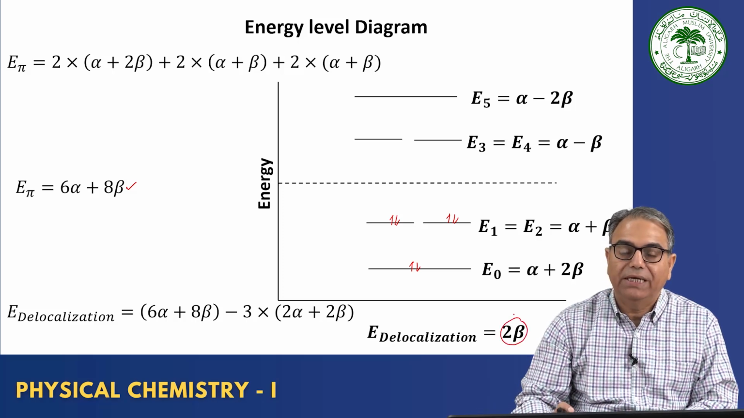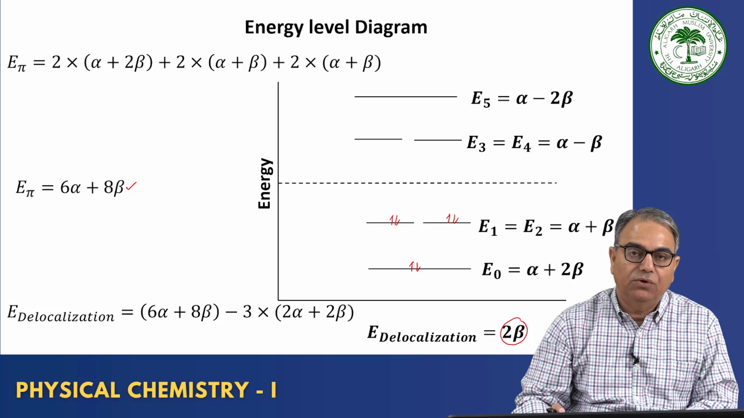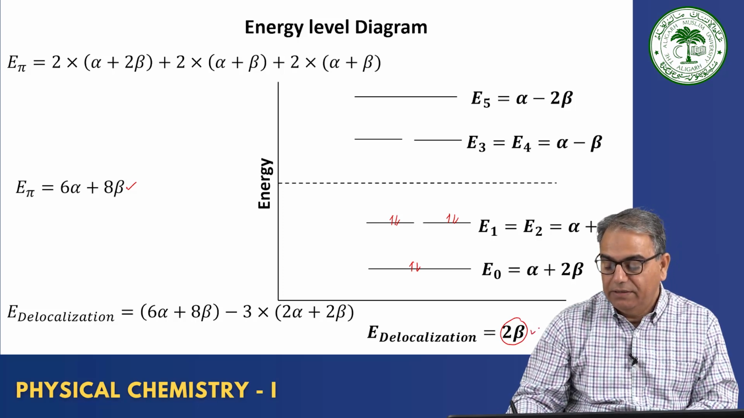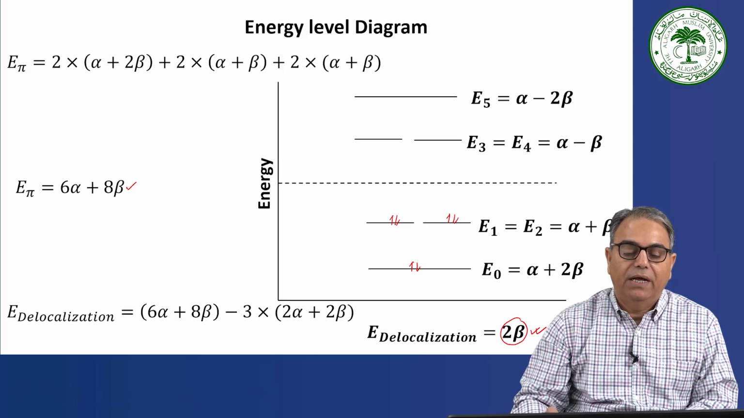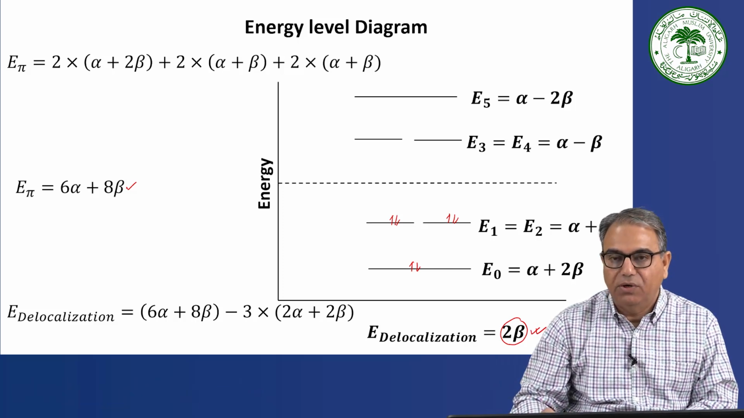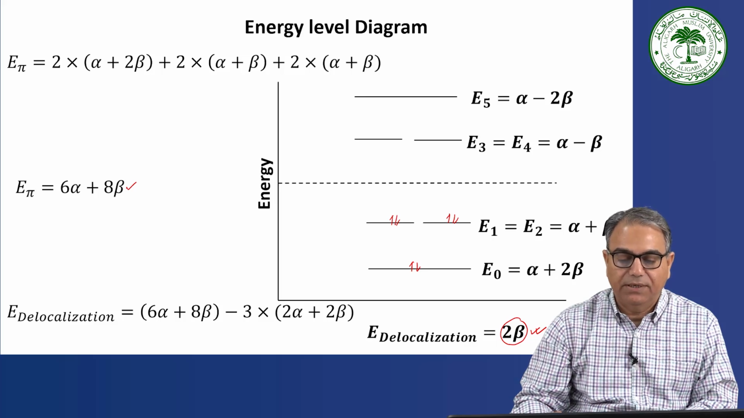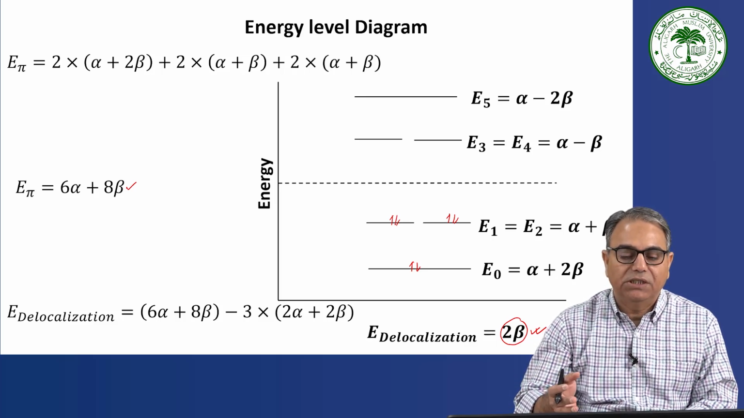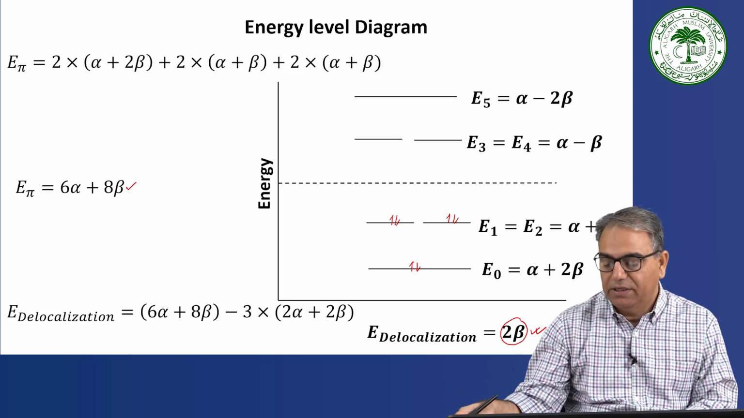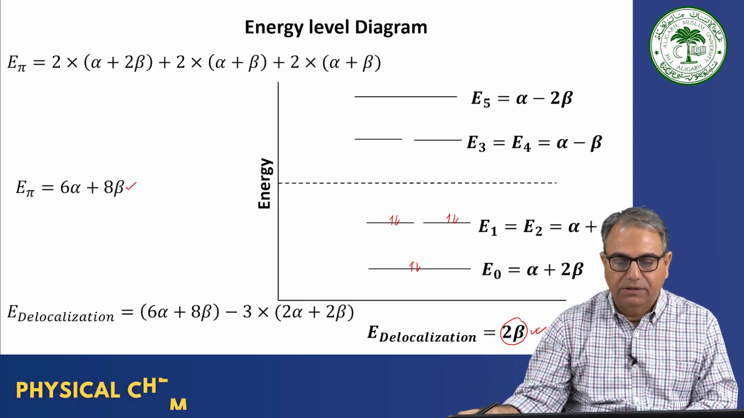You see, in cyclobutadiene, the delocalization energy was 0. In the case of the benzene ring, you have a delocalization energy equal to 2 beta. So it is a fairly stable compound, and you know that because you must have done aromatic compounds in organic chemistry. These HMO approximations give you a result which you have already read in organic chemistry, where you say that benzene is stable because of resonance and all those things.